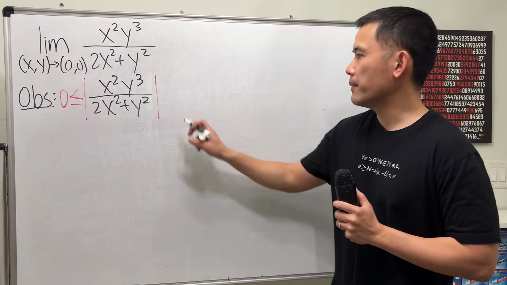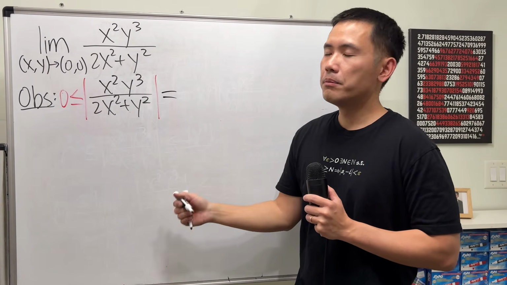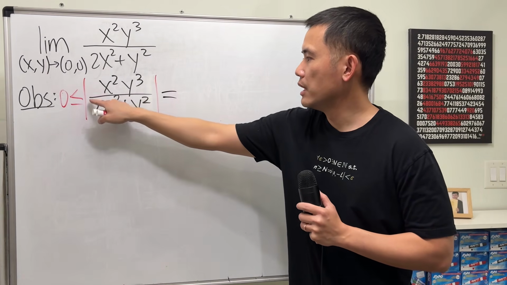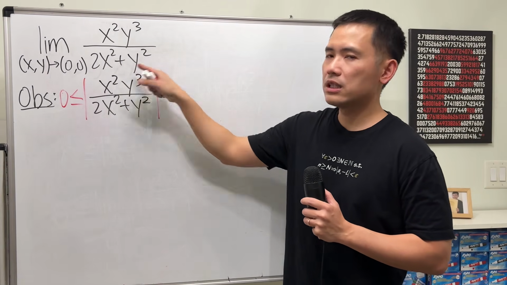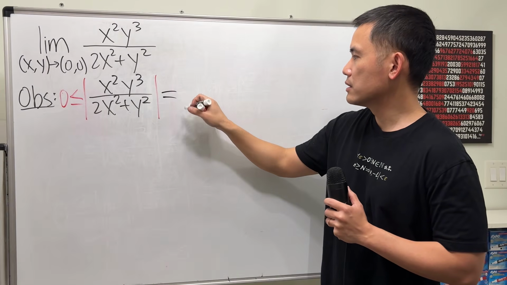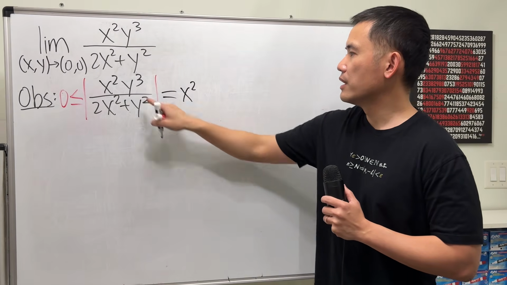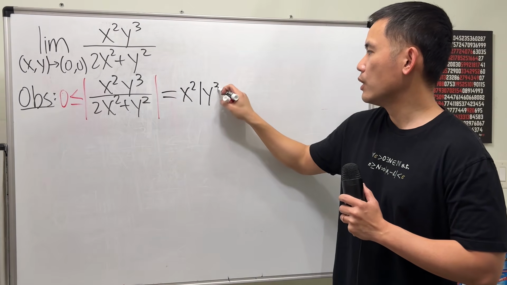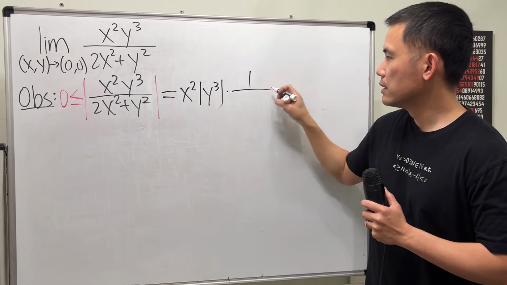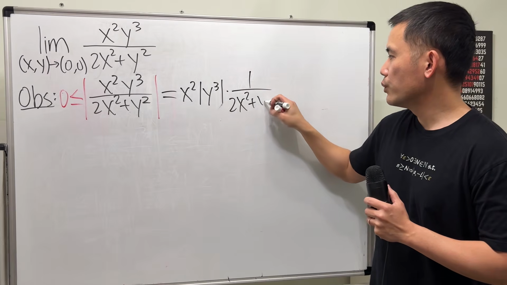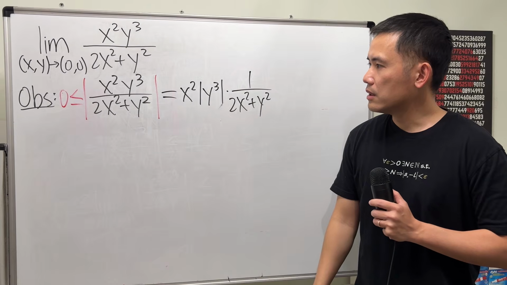Let's just do some algebra. The absolute value of a quotient is a quotient of the absolute values, meaning we can do the absolute value here and here. For the top, the absolute value of a product is the product of the absolute values. Let me put them down first. Absolute value of x squared is just x squared because this is never negative. And then we need the absolute value for the y cubed. And then let's put on the denominator like this. We don't need the absolute value here because this is never negative either.